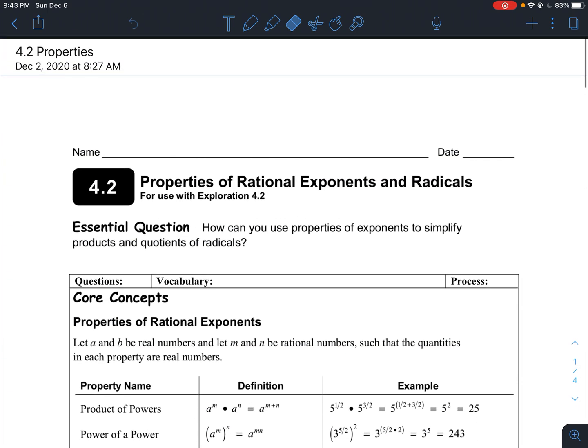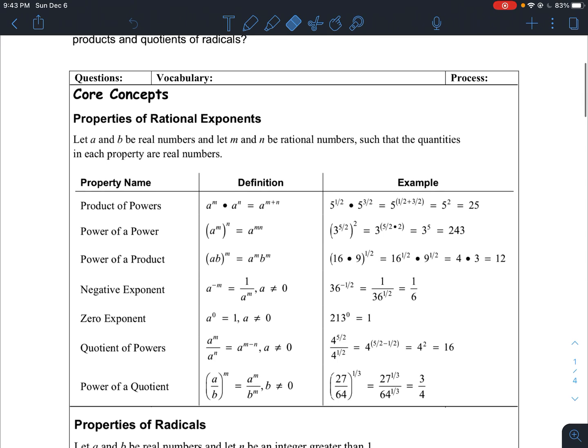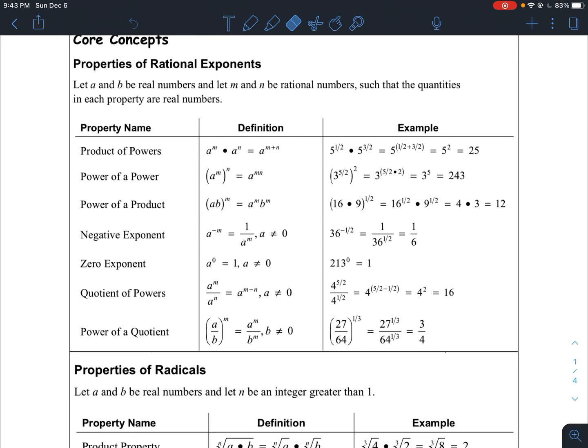So this first page should just be a reference page for all of you. It just has a bunch of formulas that are useful to know, all of these right here, the property names as well. I'm not really expecting anyone to memorize these, although you should be able to be familiar with them.